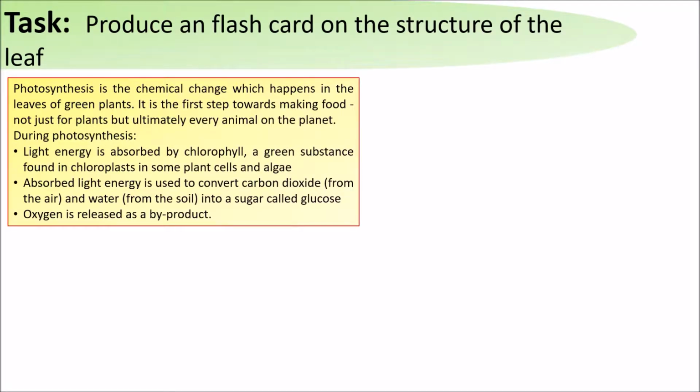Photosynthesis is the chemical change which happens in the leaves of green plants. It is the first step forward to making food, and all other life on Earth is kind of reliant on this process. So the light energy is absorbed by the chlorophyll. The absorbed energy is used to convert carbon dioxide from the air and water in the soil into glucose, and as we previously said, oxygen is released as a byproduct.